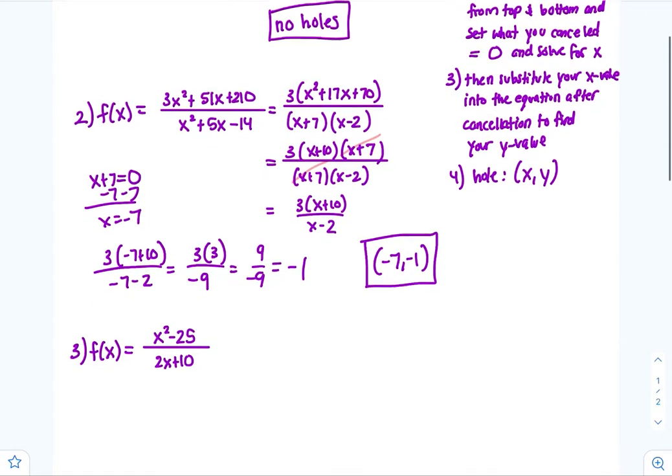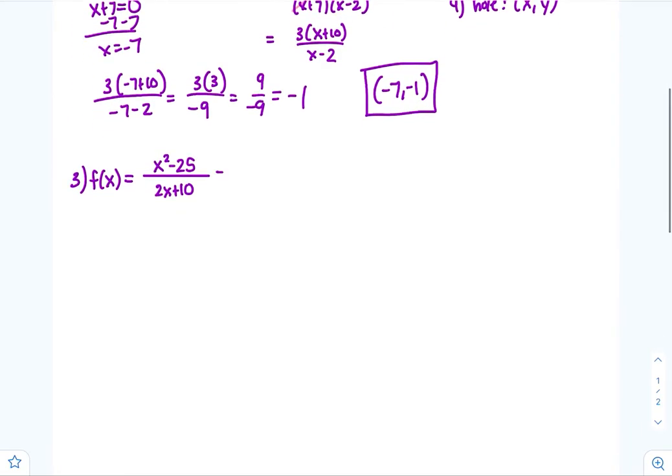Alright, let's look at another one. So factor out everything. This is a difference of squares, so square root both of those. So we're going to get x plus 5 times x minus 5. And we can factor out a 2 from the bottom for x plus 5. These cancel, so we're going to get x minus 5 over 2.